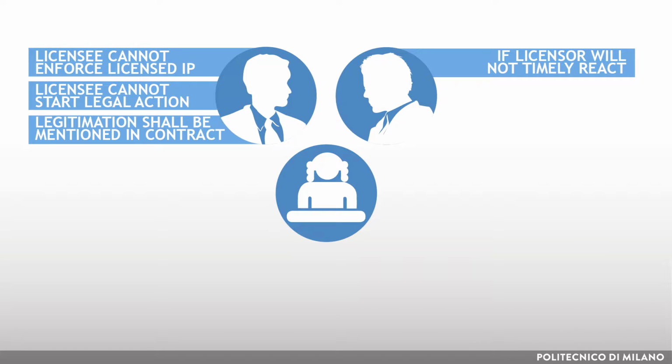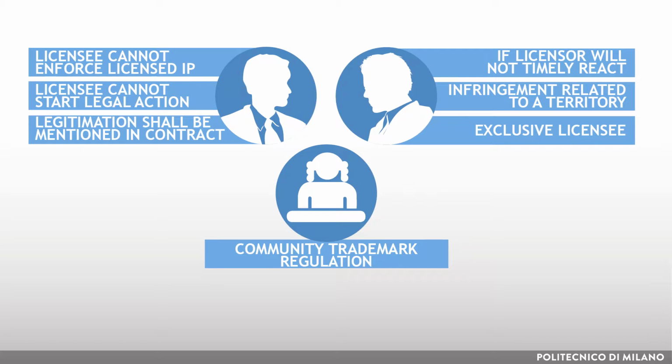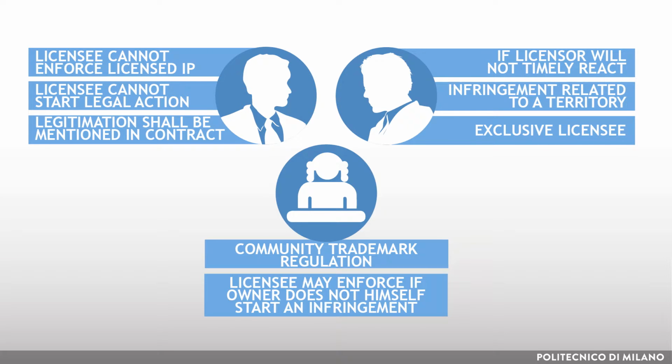In order to avoid the problem that the licensor will not timely react in case of infringement related to the territory of an exclusive licensee, the Community Trademark Regulation provides a legal solution. In that specific situation, the exclusive licensee may enforce the European right if the owner of the IP right, after formal notice, does not himself start an infringement proceeding within an appropriate period.